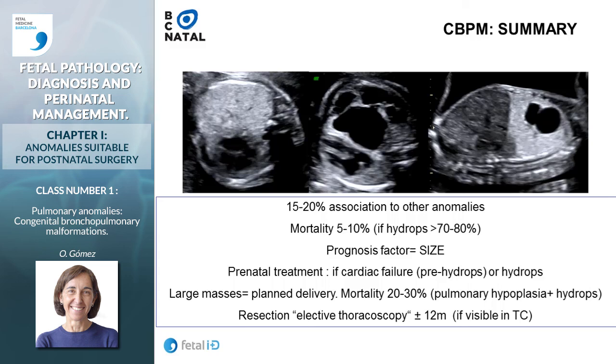For those large masses with mediastinal displacement, it is important to plan the delivery. In these cases, the neonatal mortality related to pulmonary hypoplasia or hydrops can be 20 to 30% of cases. For the rest of cases, it is important to establish that the prognosis of congenital bronchopulmonary malformation is good, and in the majority of cases, expectant management can be carried out, with an elective resection in the first year of life. Thank you.